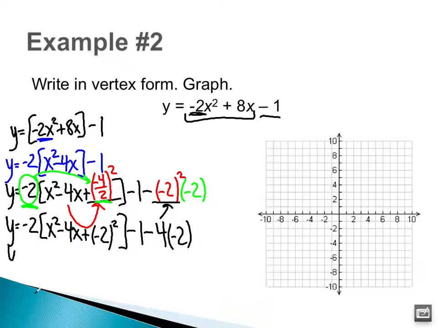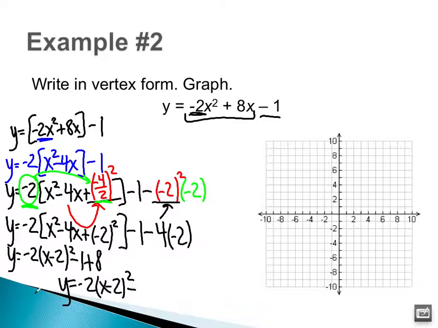Now I'm ready to complete the square. And then I have -1 add 8. So last step is simplifying. Okay, so we've written it currently in vertex form. Again, does this make sense? We have a -2 here, -2 here, so both of the parabolas open down. That makes sense.